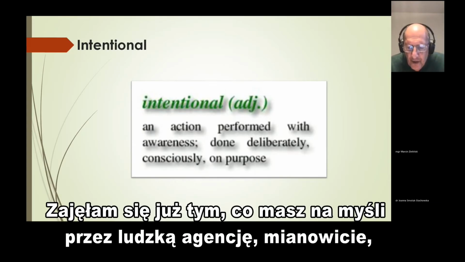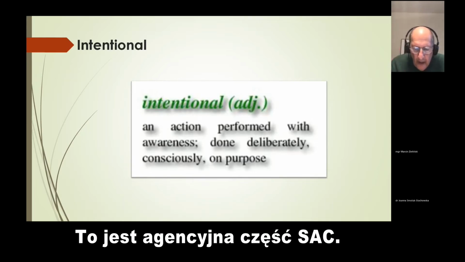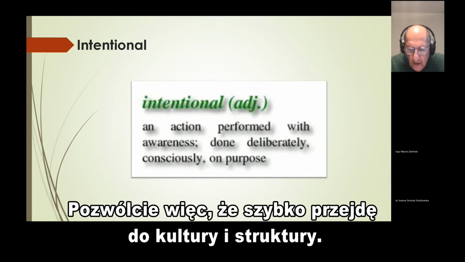I've already addressed what we mean by human agency, namely conscious, purposive, intentional action by humans based on reasons. So that's the agency portion of SAC. So let me quickly go to culture and structure. Next slide.